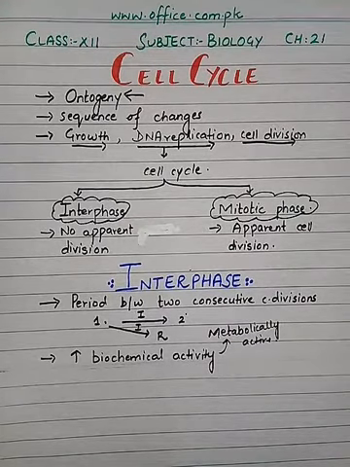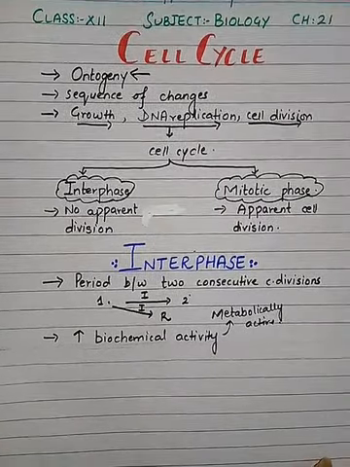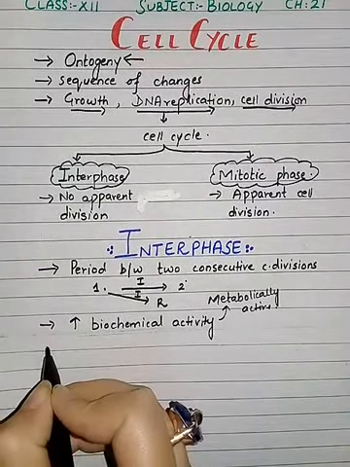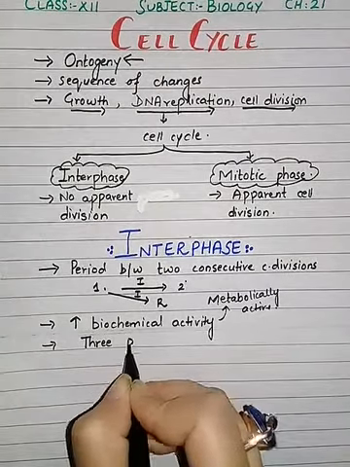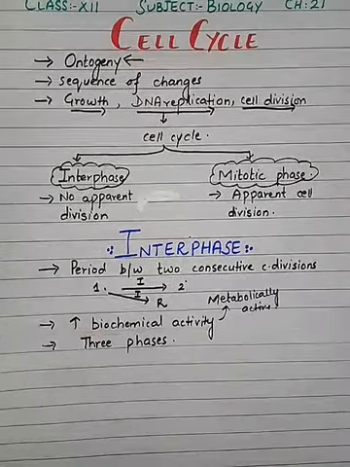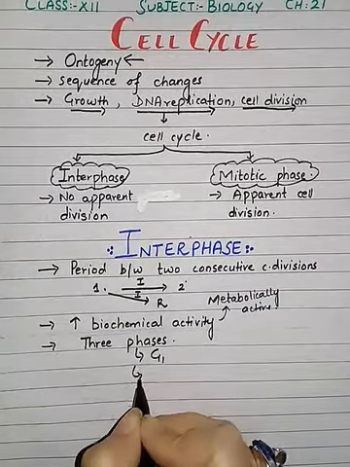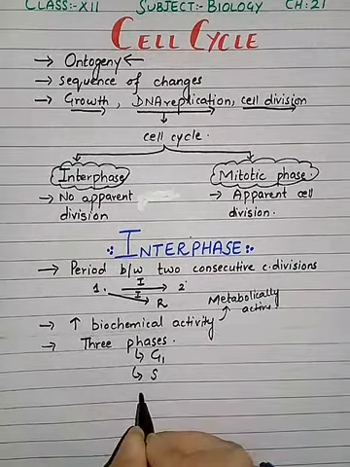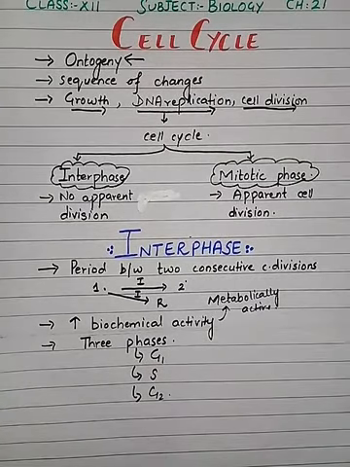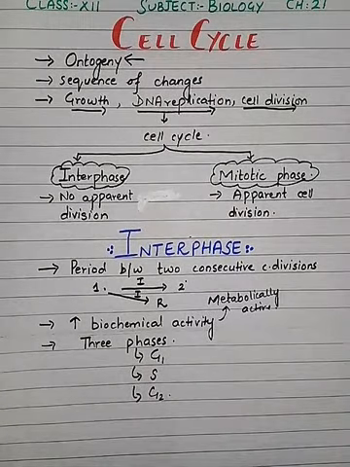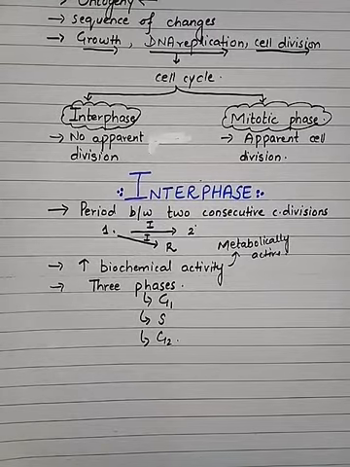Now interphase is further subdivided into three phases. The first one is G1. The second one is the S phase and the third one is G2 phase. These are the three phases of interphase. Now we will discuss all of them one by one. First of all, the G1 phase.